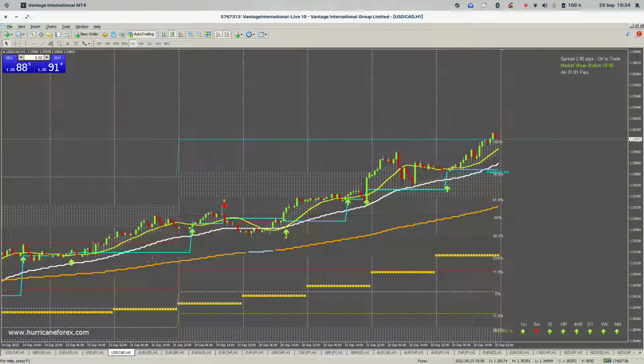And then we've got this 200 period Heikin-Ashi moving average line, which is something I've built. And then we've got a 100 period Heikin-Ashi moving average line just here. And you'll see how the market bounces off these levels.